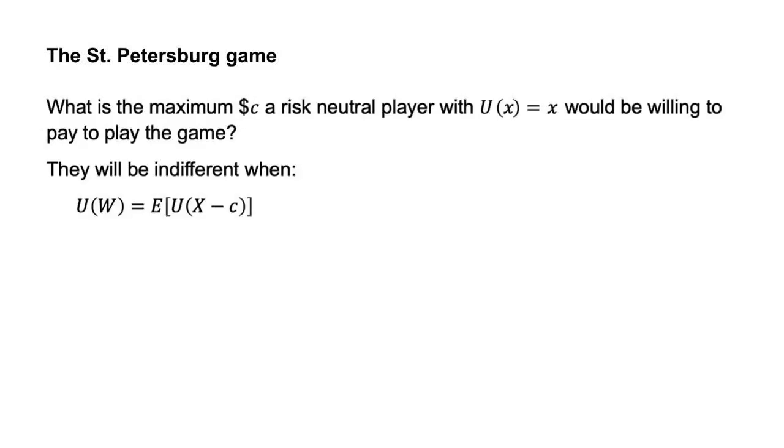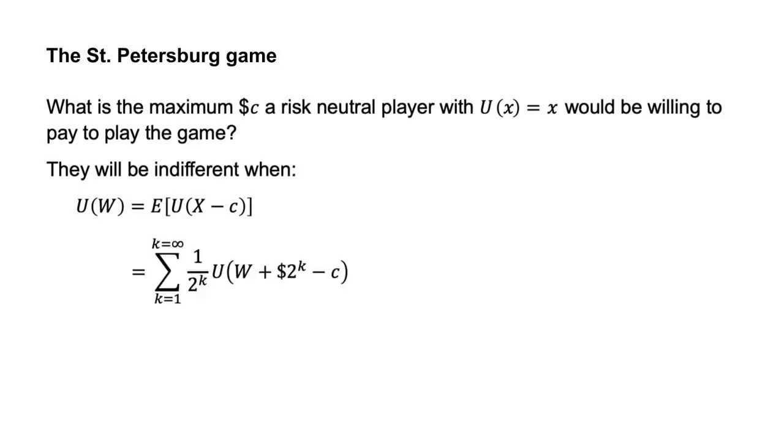What maximum sum would a risk-neutral player with U of x equals x be willing to pay to play the game? One strategy to determine this sum is to ask what sum would result in the player being indifferent between paying and rejecting a chance to play. That is the maximum sum, C, that they would be willing to pay. They will be indifferent when U of W equals the expected utility of X minus C.